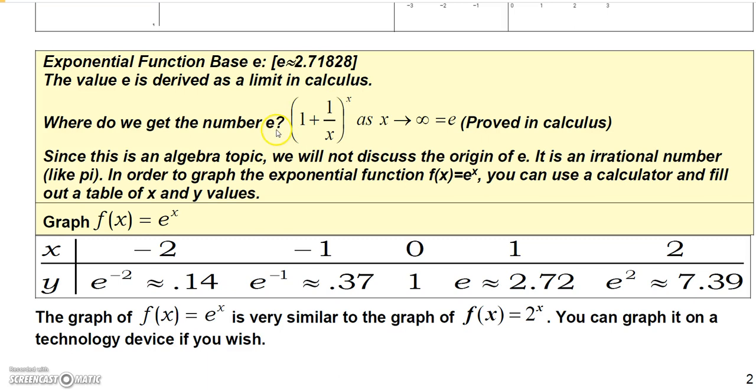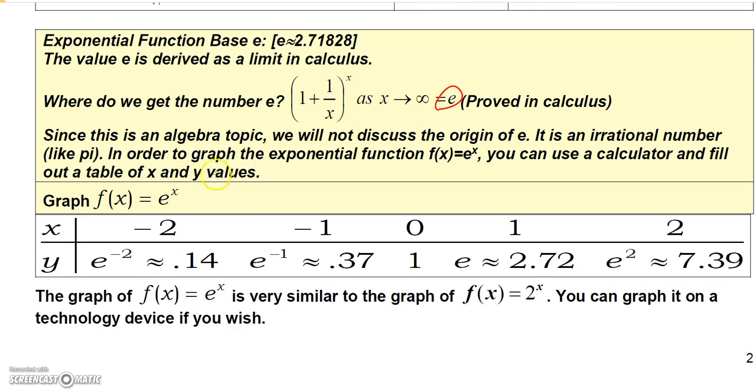Now, to derive the value of e, you would actually have to take a calculus course and see it derived. But I can tell you that the number e actually comes from a couple of different expressions. One expression would be if you took the function (1 + 1/x)^x and you let x approach infinity, then this function would converge at a value, approximately 2.71828, and it turns out that value is just that number e.